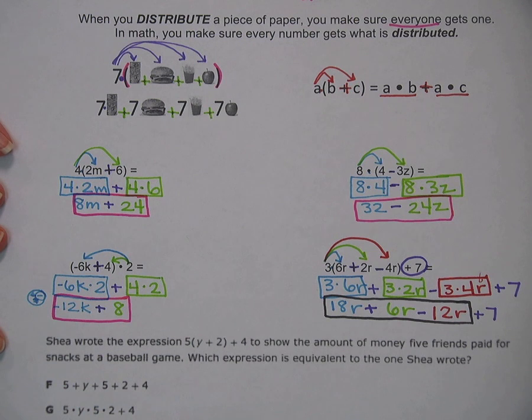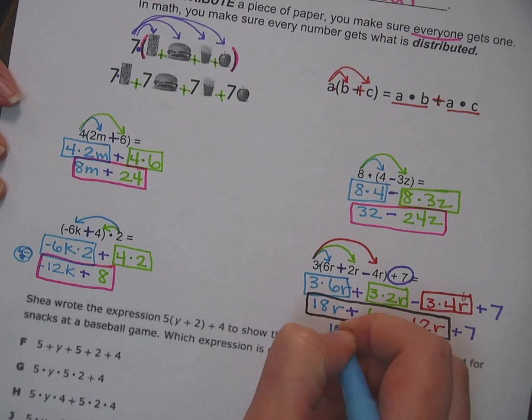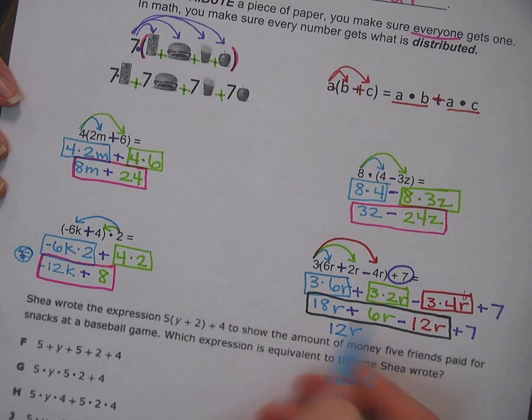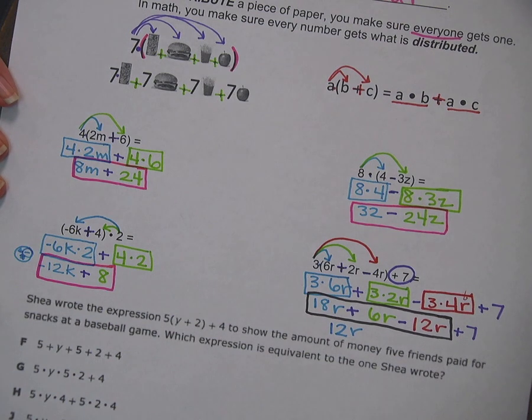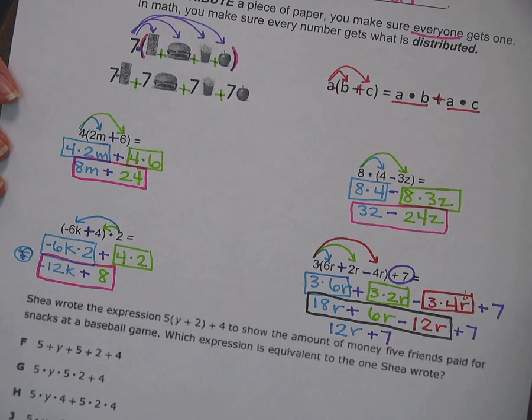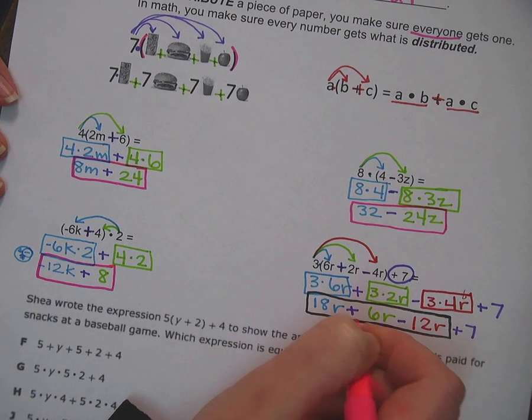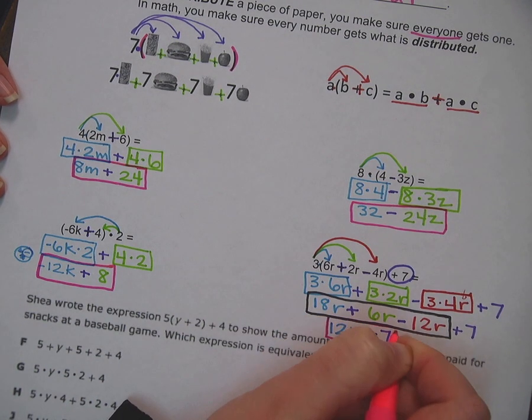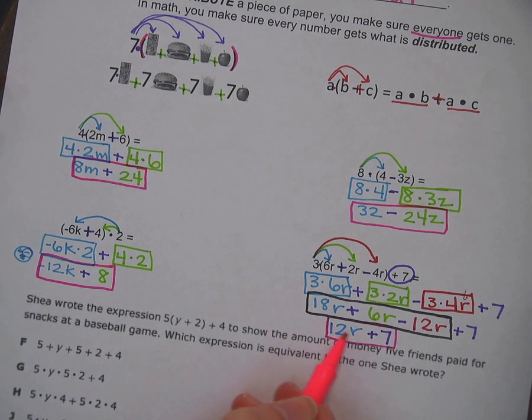So I have 12r, and then all that's left at the end is plus 7. So on this one, that is my final answer, and I cannot go any further because this one has an r, this one doesn't, so I cannot put those together.